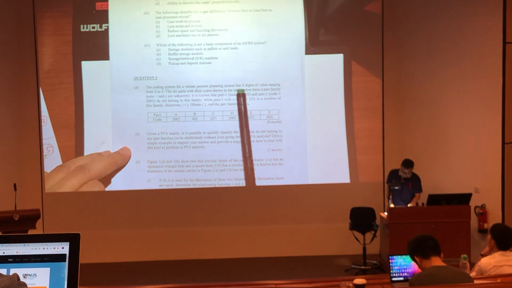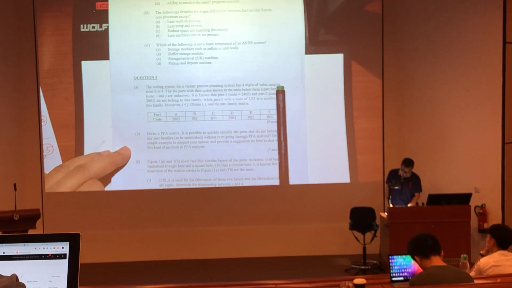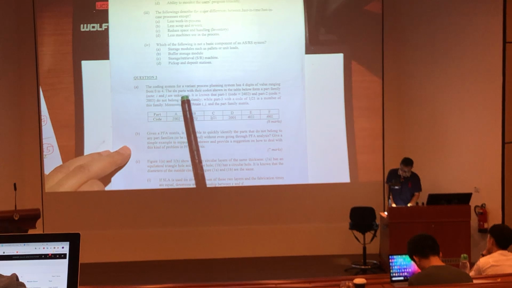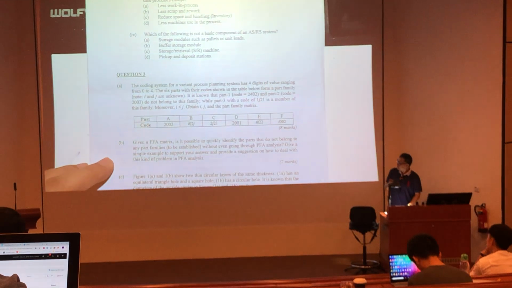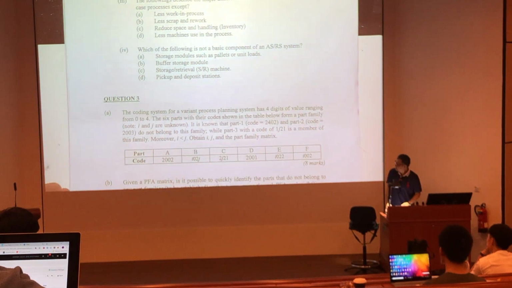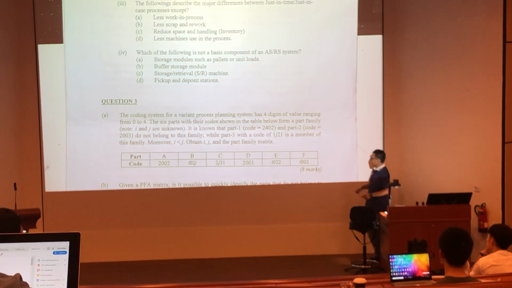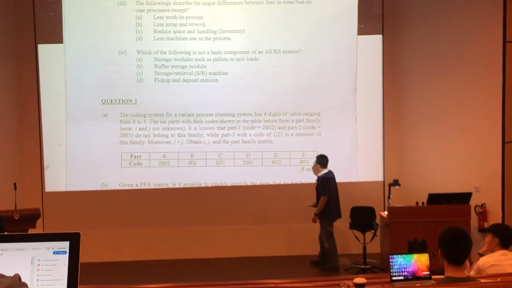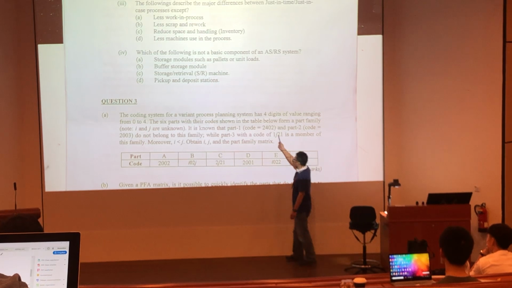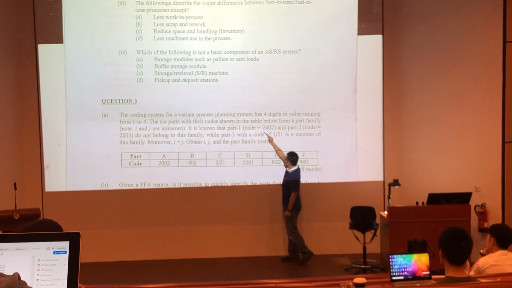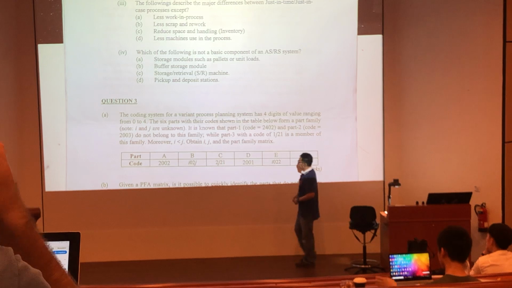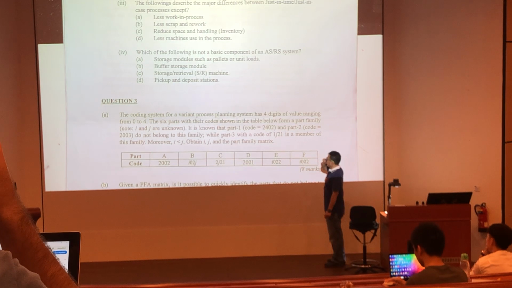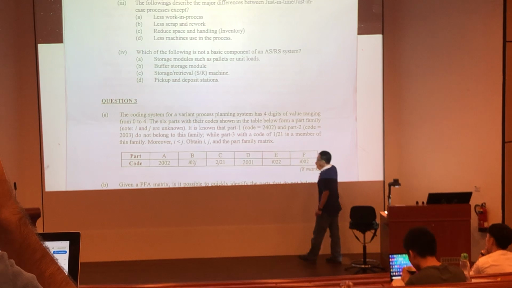The coding system for variance system has 4 digits, value range for each digit from 0 to 4. The 6 parts with their code are shown in this table. All right. Showing this table belong to a part family. It is also known that part 1, this part 2402 and also 2003 do not belong to this part family. And part 3 with a code of 1J21 is a member of the family.